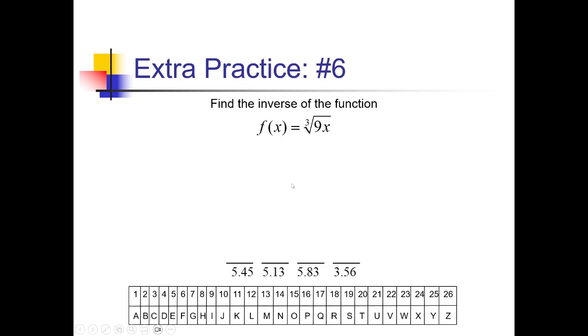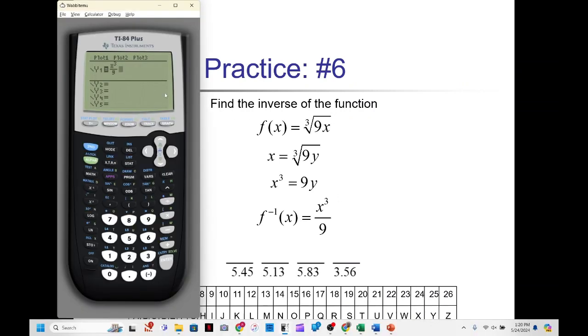For this next one, we have a cube root in the original function, which is kind of cute. So I'll switch x and y. We have x equals cube root of 9y. To get rid of all this stuff, I have to start by cubing both sides. So x cubed equals 9y, and then divide by 9. So I have f inverse x cubed over 9 going in my calculator. And here's what I've got in the calculator. X cubed over 9. Here's the exponent button in case you haven't used it in a while.